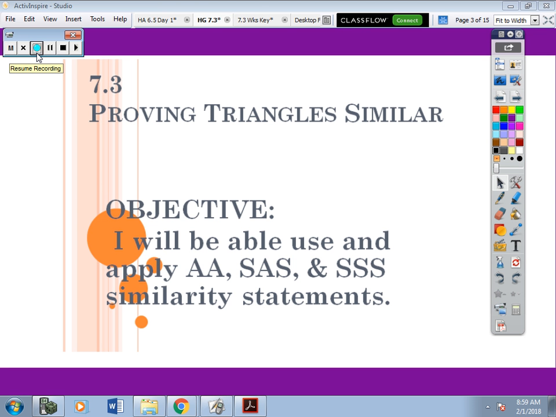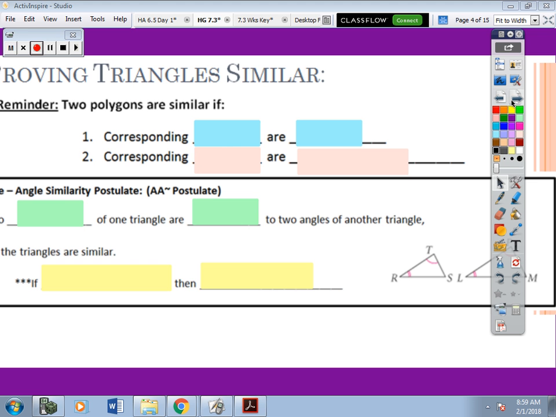So we're going to learn 3 postulates that prove triangles are similar. Similar to our triangle congruence theorems, but there are different ones that work specifically for similar shapes. So they won't necessarily be congruent, they'll just be the same shape, but not necessarily the same size.